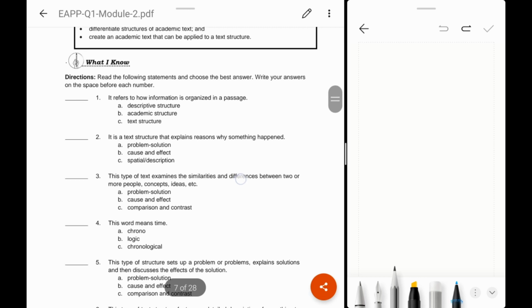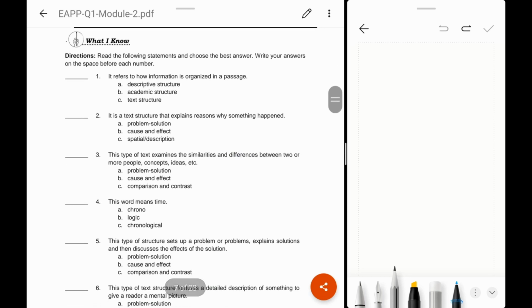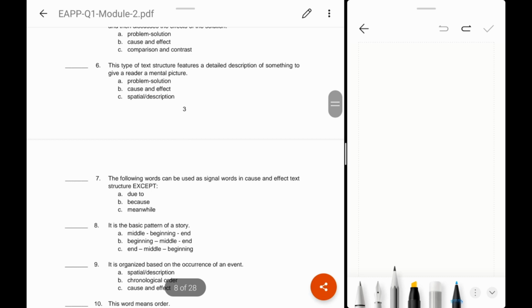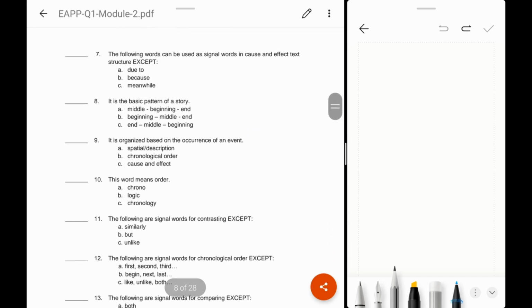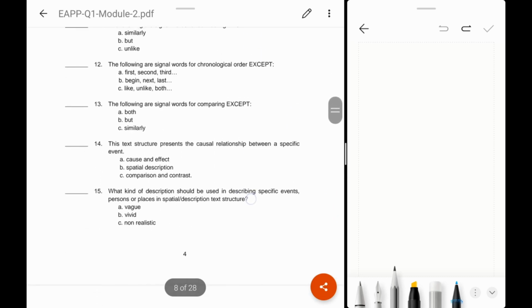Before we proceed with discussing further this module, please answer our pretest, which is "What I Know." It's a 15-item pretest with multiple choice. You may pause the video to answer this pretest. Once you are done, you may check your answer using the answer key at the back of the paper and kindly write your score on top of the paper where you answered it.